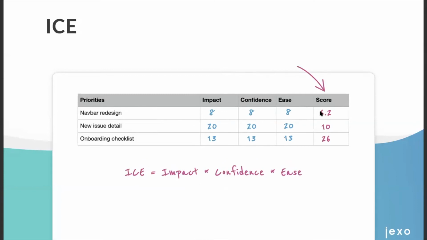So now that we have collected all the needed metrics, we can calculate the final priority score, which is just multiplying impact, confidence, and ease, and you will have it. And again, the higher the score, the better.